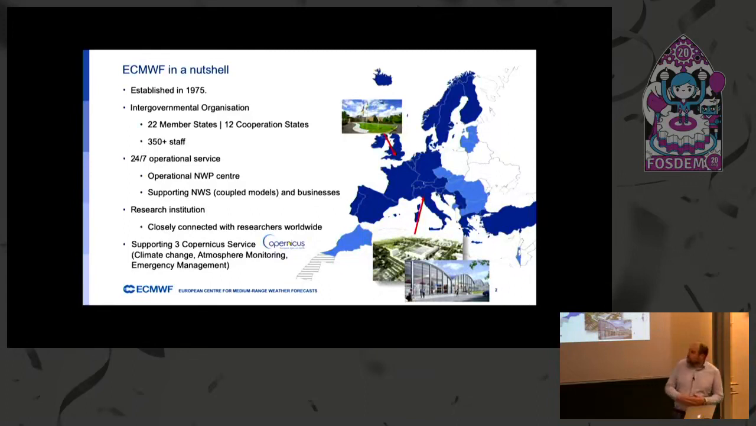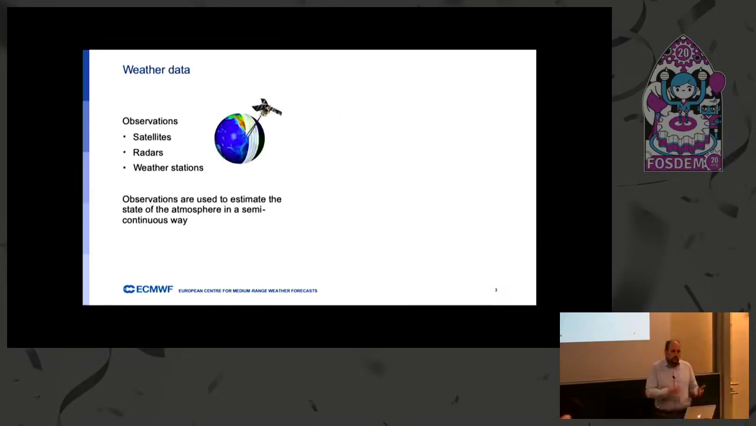Obviously, this is not just computing. We also have to acquire quite a lot of data. In fact, weather data for us are two main categories. One is made by observation, so we collect data from satellite, from radar, from weather station, and whatever we can fetch, and we archive those data in our system, and then we use those observations to create an interpolation of the status of the atmosphere.